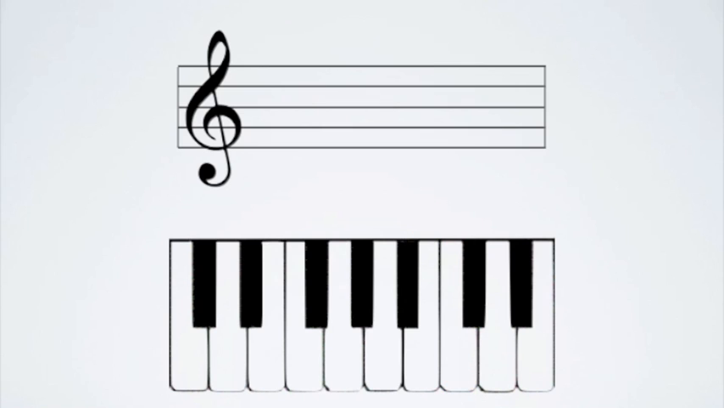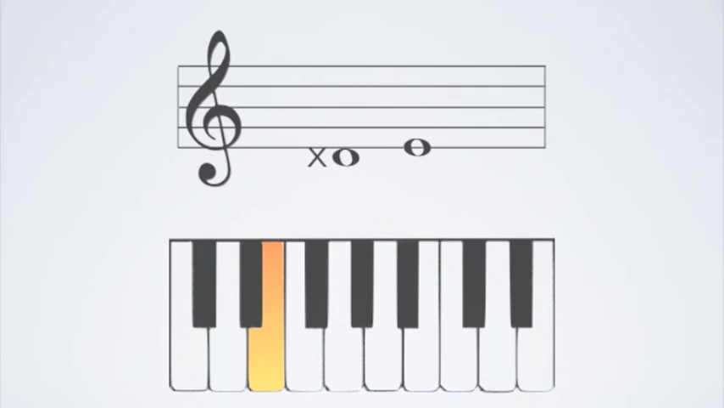A double sharp looks like an X, and it raises any note by 2 half steps. So if we start with a D again, and we add a single sharp, we get the note D sharp. But if instead we add a double sharp, that original D is raised by 2 half steps. And on the piano, this is the same note as E.